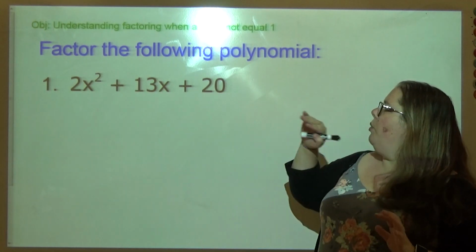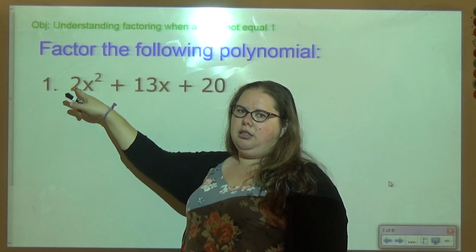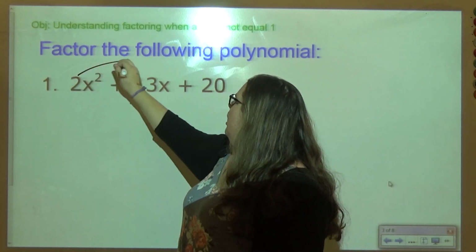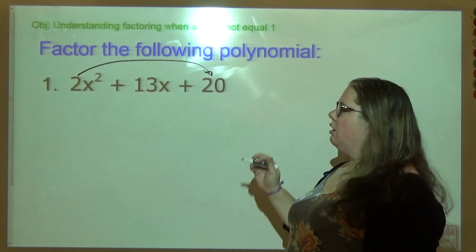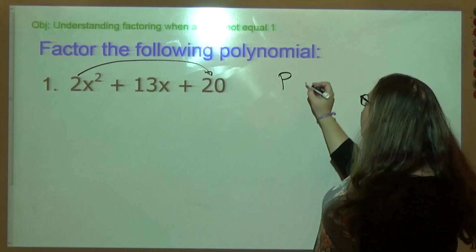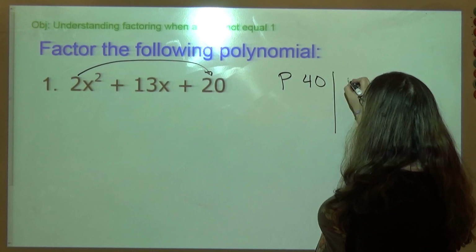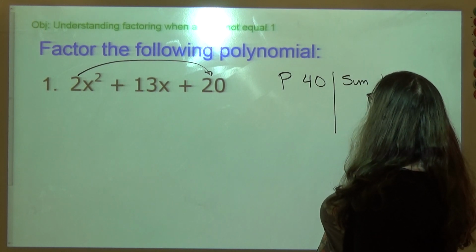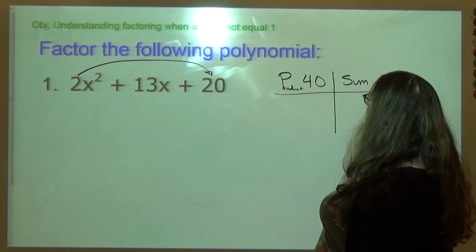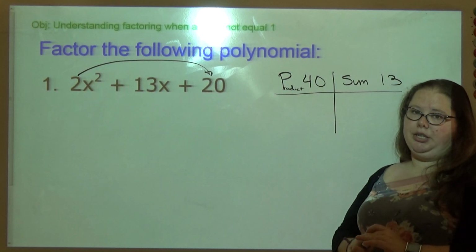All right, so whenever you have a trinomial and you can't get rid of that 2 by dividing, what we're going to do is slide. I'm going to take that 2 and slide it to the 20. So we're going to do a product of not 20, but 40. We're going to multiply to 40 and find a sum of 13. Right, so my product sum, 2 times 20 is 40. So that's what we need to multiply to.